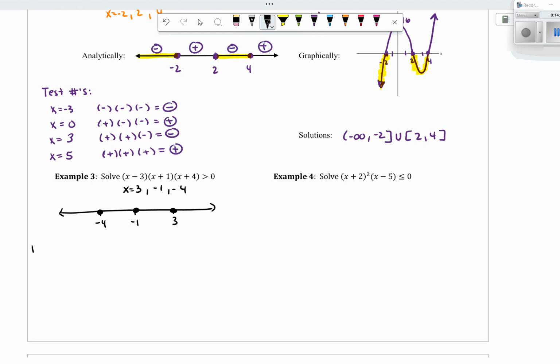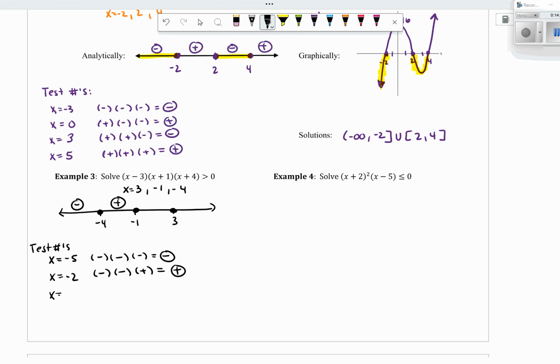So we're going to test x equals -5. And again, we're just looking at the sign. So -5 minus 3 is negative. -5 plus 1 is negative. And -5 plus 4 is negative. So negative times negative is positive times another one is negative. So if I do x equals something in between -1 and -4, that would be -2. So -2 minus 3 would be negative. -2 plus 1 is negative, and -2 plus 4 is positive. So negative times negative is positive times another positive gives us a positive answer.